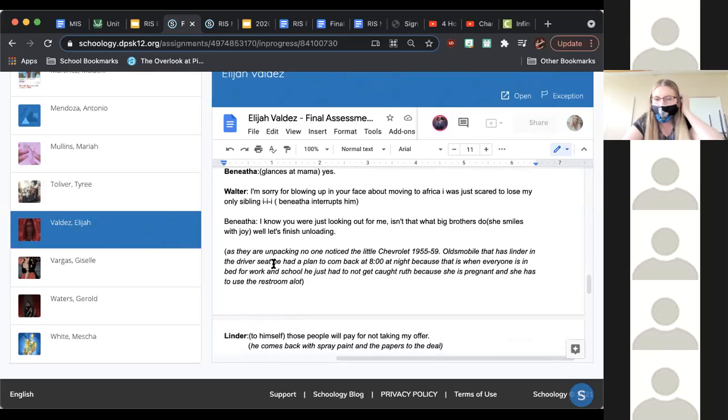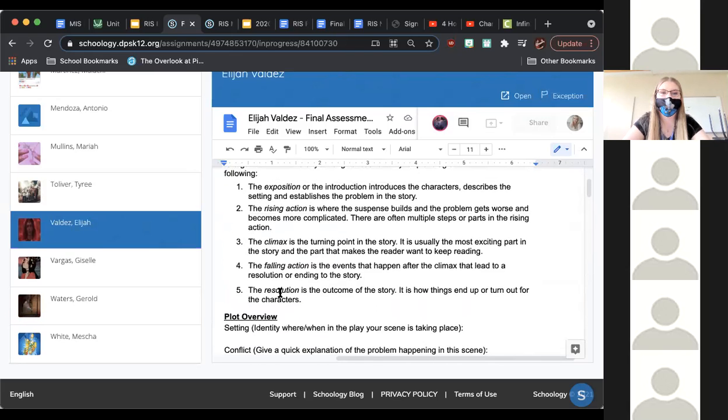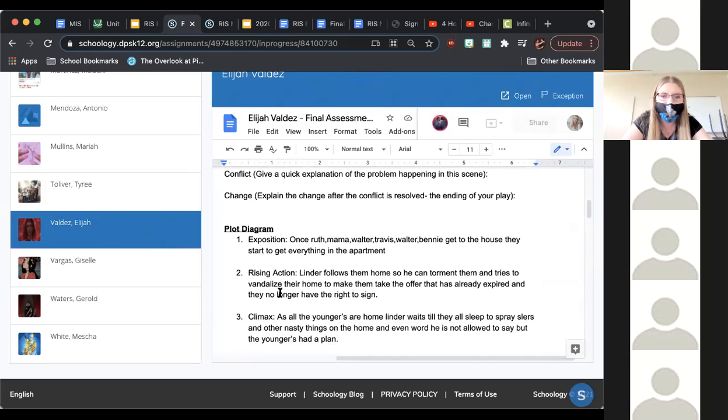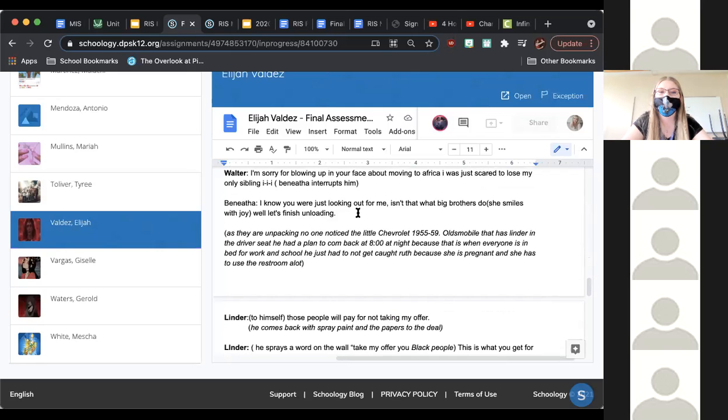And then we have these great stage directions here, a lot of description. Let's go up and check his plot diagram. What he wants is the climax that all of the youngers are home and Linder waits till they all sleep to spray what? Okay, to vandalize their home with every word that he's not allowed to say. So we're really building up this tension. We see them get there, and now we're going to see Linder is hiding in his car, waiting until that night.